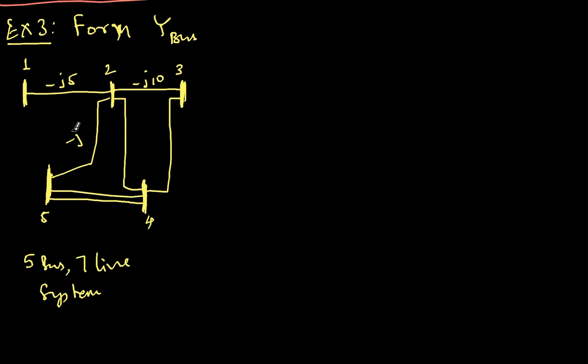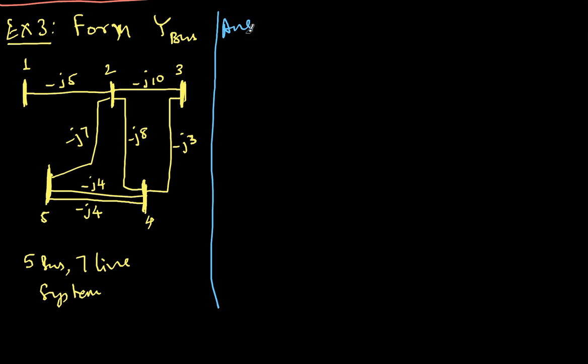So this is minus J7, and for line 2 4 the admittance is minus J8, and for line 3 4 it is minus J3, and there are two lines here, and each line is minus J4 and minus J4. So again, I have the system data given to me. The question is how to form the Y bus. You can try it yourself. You can pause the video now and form the Ybus, whereas I'll also be doing it now.